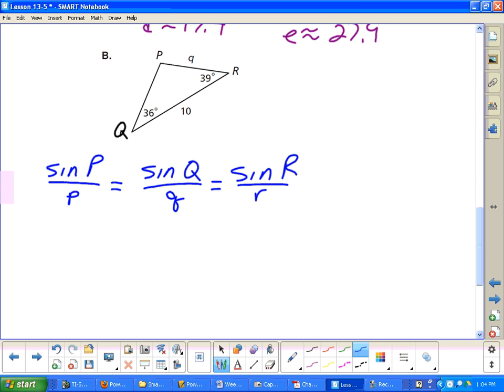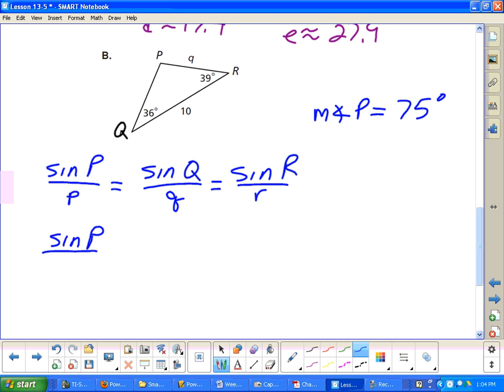Fill it in. Angle P. Well, they don't tell us what it is, but we can find it, right? So the measure of angle P is equal to what? 105. Is that right, Rachel? Okay. All right. 36 plus 39 is 75. So measure of angle P is 75 degrees.